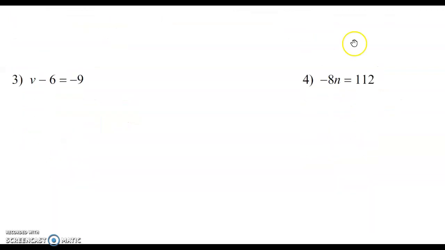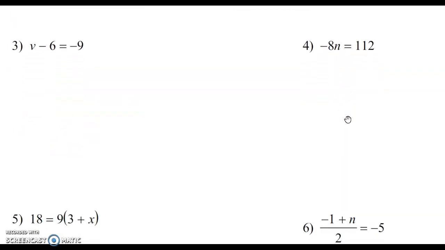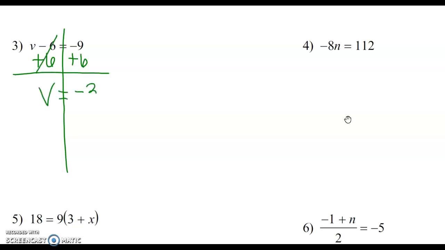All right, number 3, v is not alone because of the minus 6. The opposite of subtracting 6 would be to add 6. We'd add 6 on both sides, cancel and clean. v equals negative 9 plus 6 is negative 3.